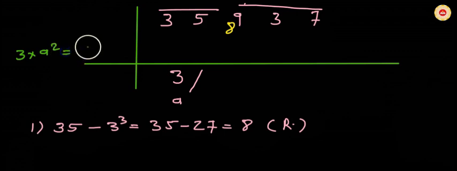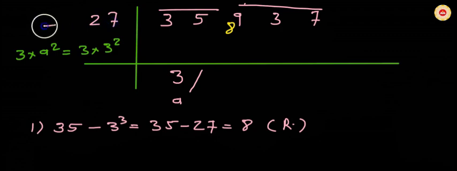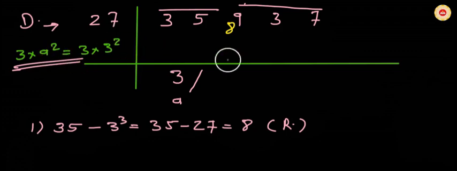So let us calculate 3 multiplied by, what is A? A is 3. 3 squared is 9. 9 multiplied by 3, 27. So 27 is the divisor. We wrote 27 in this way: 3 multiplied by A squared. Okay, so we wrote the divisor.